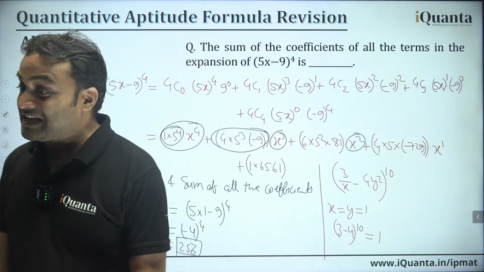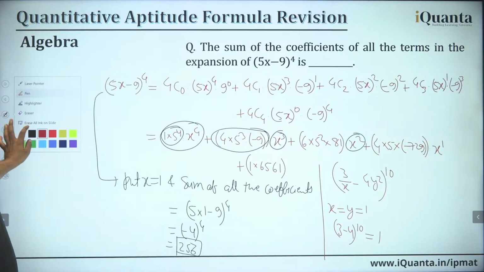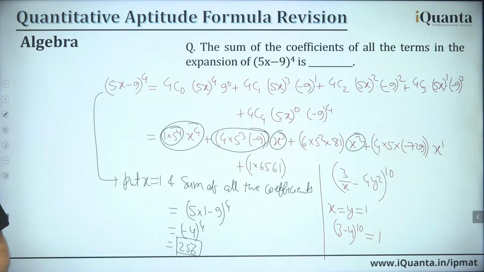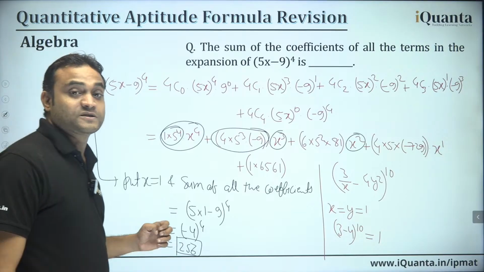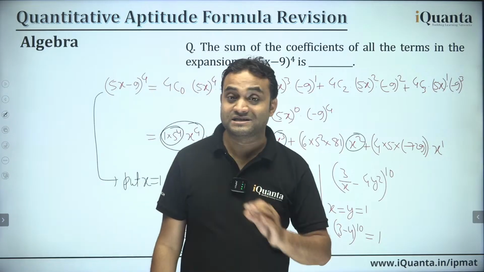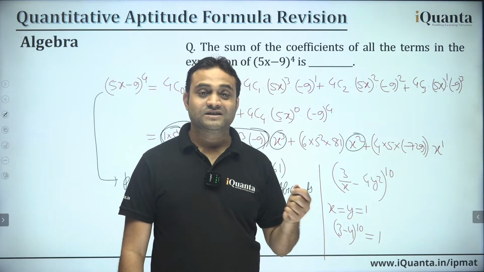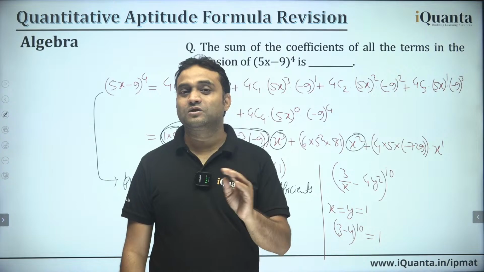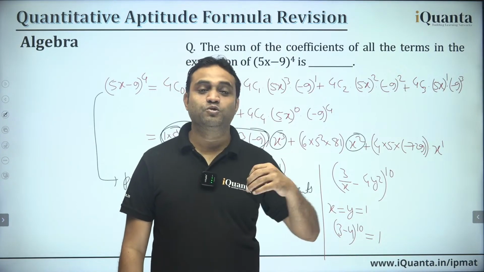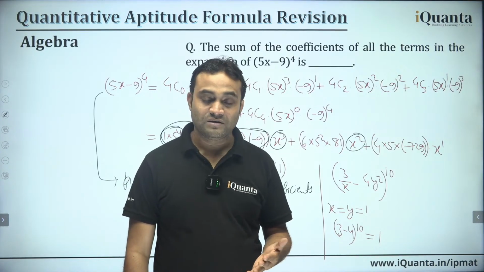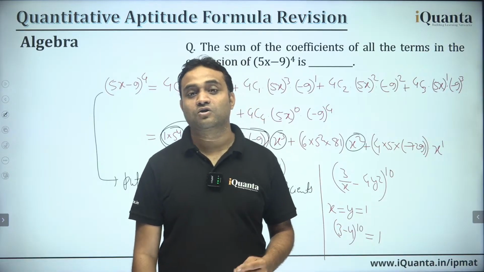This is an amazing way of finding the sum of all the coefficients in any binomial expansion. You cannot miss it. Does not matter there are 2 terms or 3 terms or 4 terms. You can just put the variable is equal to 1. You will find the sum of all the coefficients.